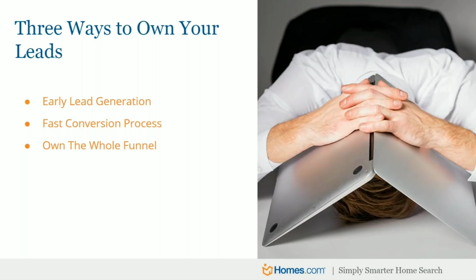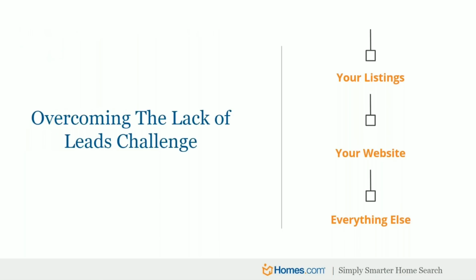And there are 3 keys to that. The 3 ways to own your leads are through early lead generation, so you're generating leads before they go into one of these other models. The second thing, of course, is the fast conversion process, and this is what these OpCity models really thrive at. This is what they've really gotten good at. And then, of course, it's owning the whole funnel, being able to own that entire funnel from start to finish. We're going to talk about that as well today.